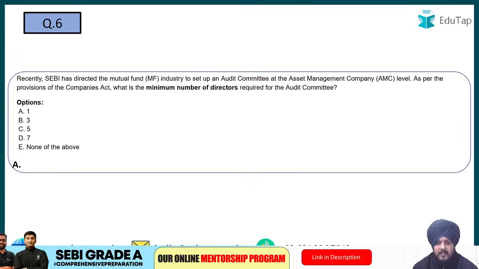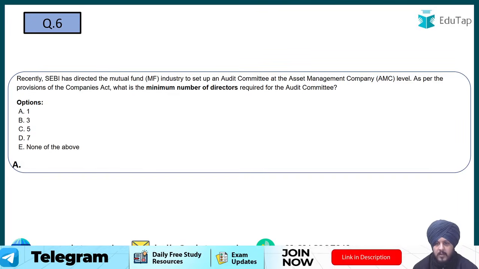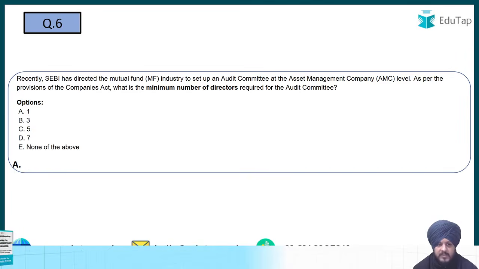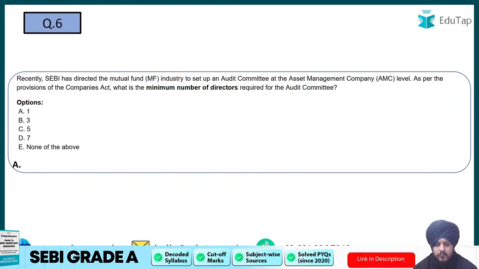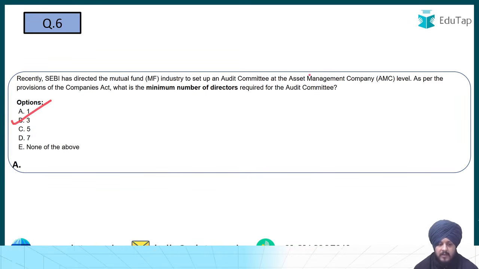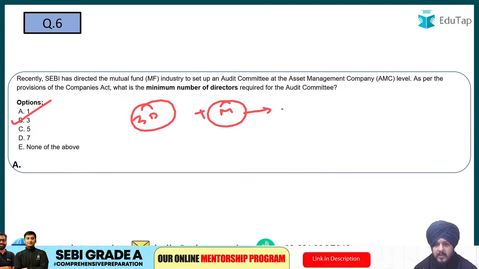Recently, SEBI has directed the mutual fund industry to set up an audit committee at the asset management company level. As per the provisions of the Company Act, what is the minimum number of directors required for the audit committee? Option A, 1, option B, 3, option C, 5, option D, 7, and option E, none of the above. So the correct answer to this question is going to be option B, 3, because as per Company Act, the audit committee must consist of minimum 3 directors. Additionally, the majority of the members of the audit committee shall be independent directors.